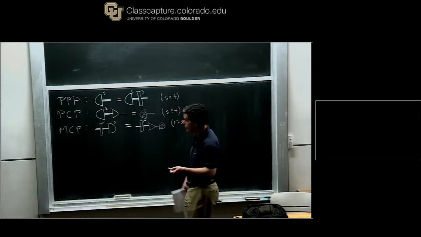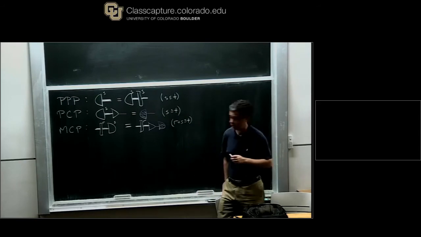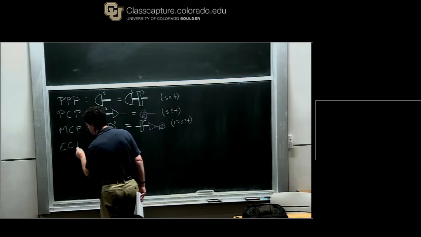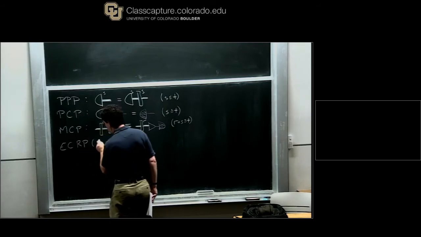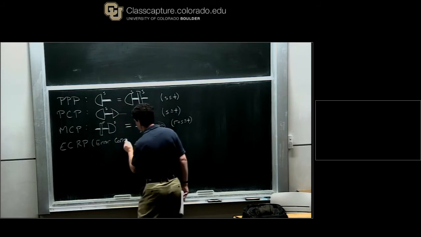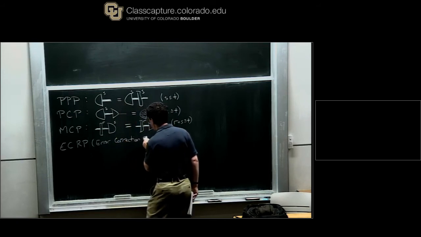And then we have to talk about the properties for the error correction gadgets. So we have the ECRP, which is a little bit different. This is the error correction recovery property.